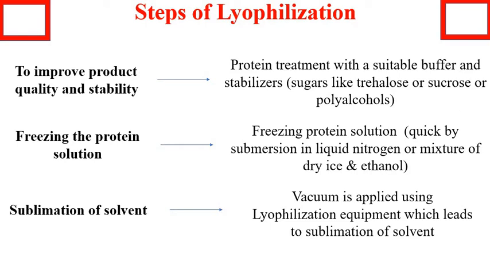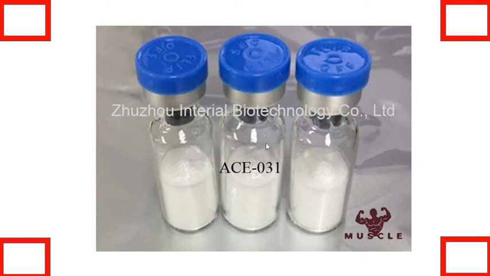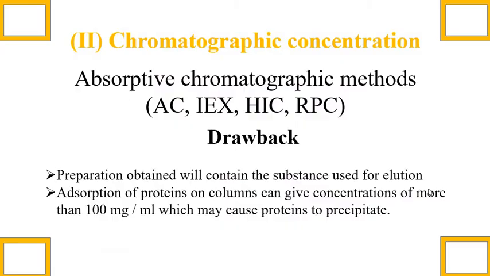For this purpose, protein is treated with a suitable buffer and stabilizers, which may include sugars like trehalose or sucrose or polyalcohols. This step is followed by freezing of protein solution, which is performed quickly by submersion in liquid nitrogen or mixture of dry ice and ethanol. In last step, we perform sublimation of the solvent. For this purpose, vacuum is applied using lyophilization equipment, which leads to sublimation of the solvent. Here a peptide hormone ACE031 is shown in its lyophilized form.